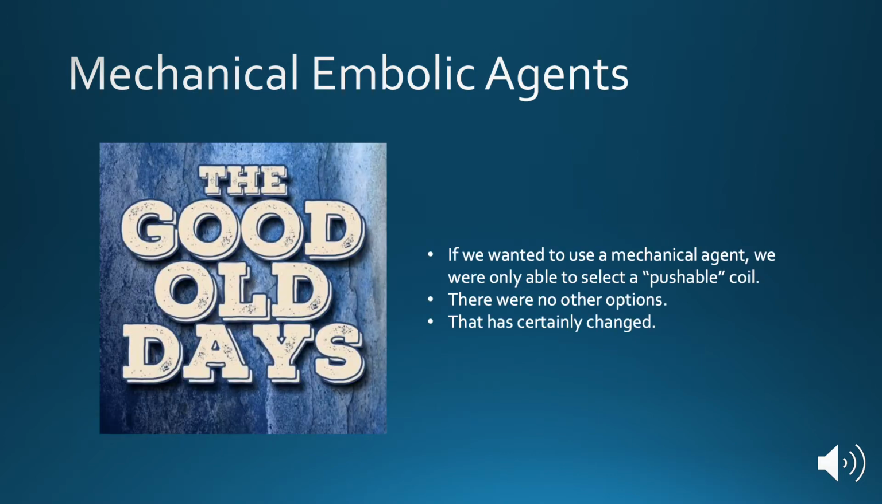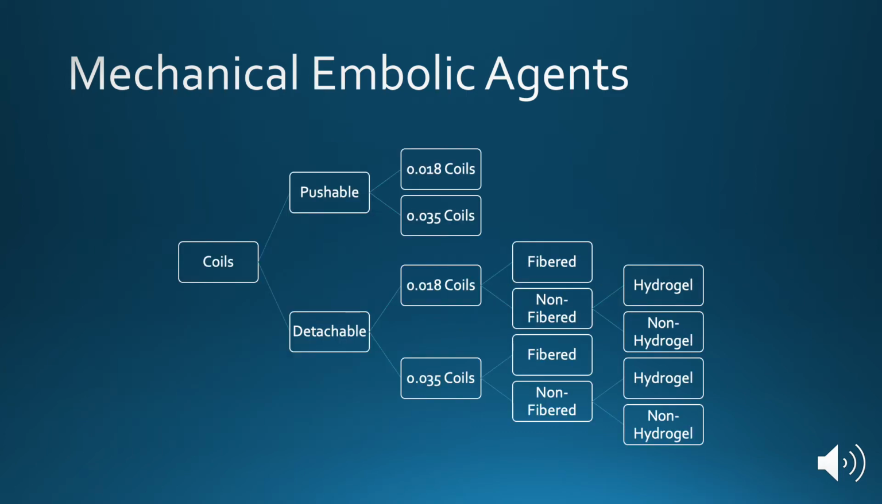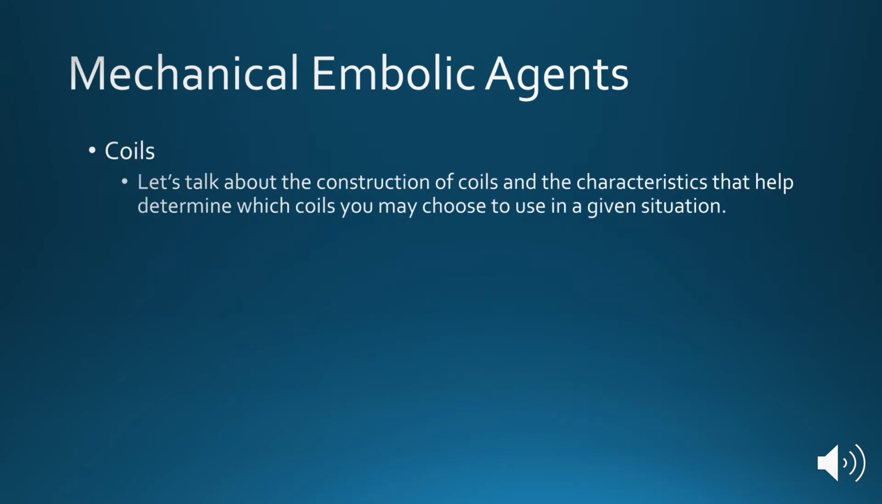Back in the day, and I am old enough to say that, if we wanted to use a mechanical agent, we generally were only able to select a pushable coil. There were no other options. The good news is that this has definitely changed. Today, we have pushable and detachable coils, we have microcoils, we have fibered coils or hydrogel coils. There are a lot of different tools that are available to us to accomplish the clinical goals in the setting of those indications I listed earlier. So let's talk first about coil construction and the characteristics that can help us determine which coils we may want to choose in a given situation.